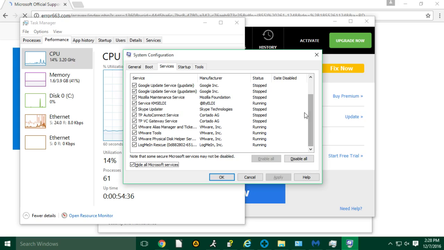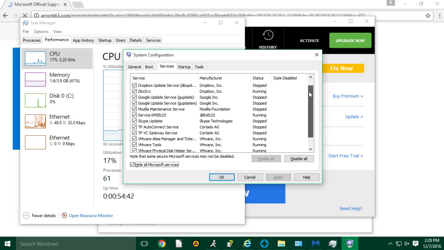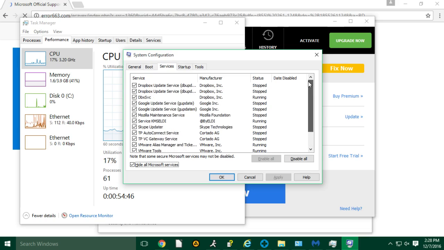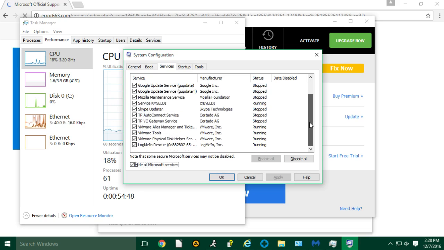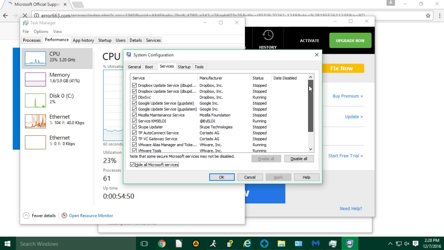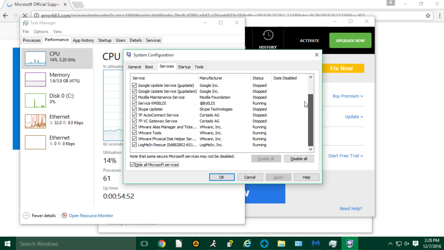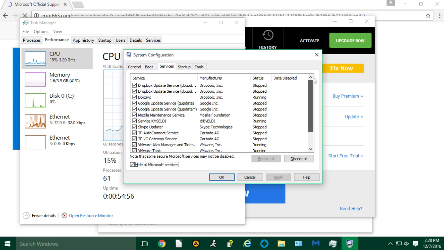Okay, so we're going to take a look at your services. Now, do you notice how I clicked hide all the Microsoft services? Yeah. Okay, so what we're looking at here, Mr. Smith, is all the aftermarket programs currently running on your computer. So if you're seeing a bunch of programs that you're not familiar with, that means they most likely got on here without your permission.